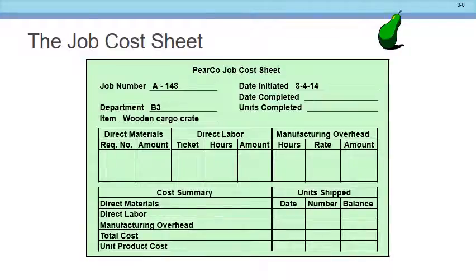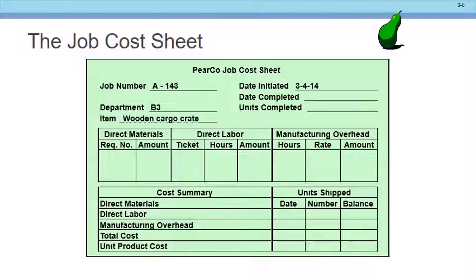Obviously, these days, what would happen? Probably somebody each day goes in and fills out an electronic time card of some sort that talks about the amount of hours they spent on that job, the materials that were used on that job, etc., right? And so we have this job, it's job number A143, and we're making this item up, this wooden cargo crate, etc.